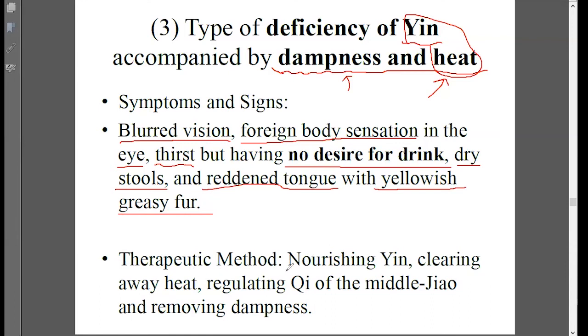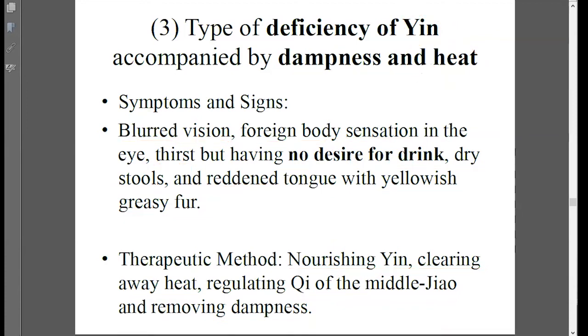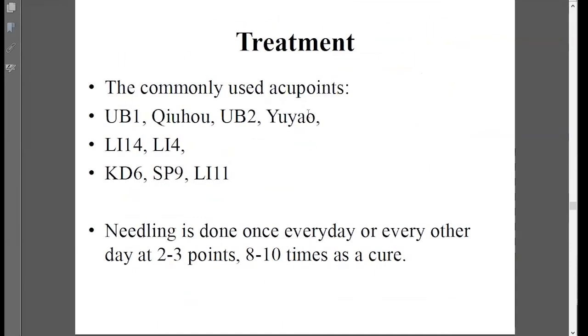Our treatment principle is nourishing yin and clearing heat, and regulating qi in the middle jiao, because dampness is mostly caused by the spleen. Even though they didn't list many spleen symptoms here, dampness usually comes from a spleen issue, and there may be other symptoms related to the spleen. So we say regulate qi in the middle jiao and remove dampness, or we can say tonify the spleen and remove dampness. That's for yin deficiency type with dampness.